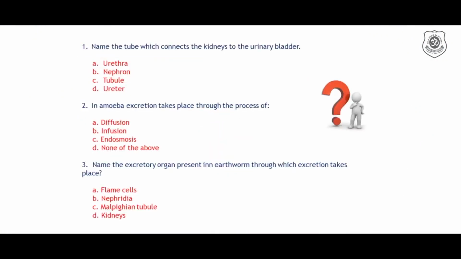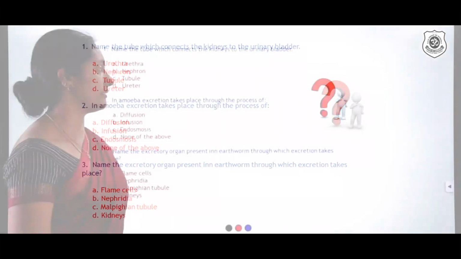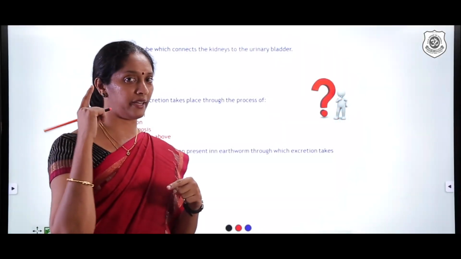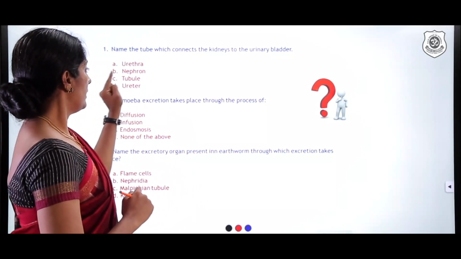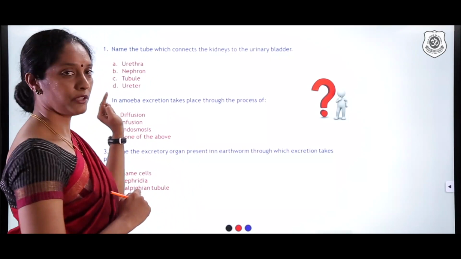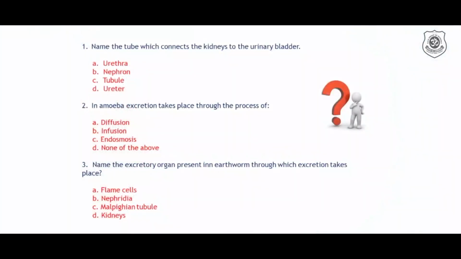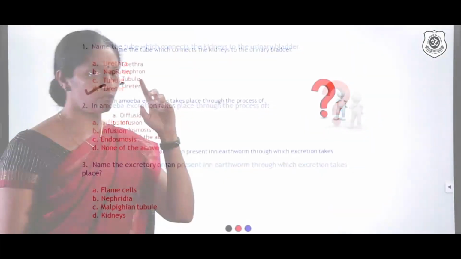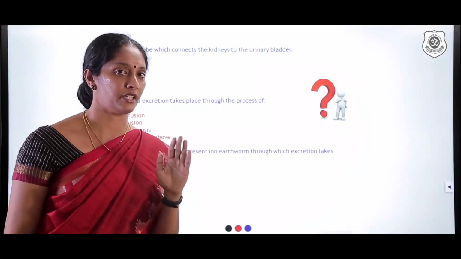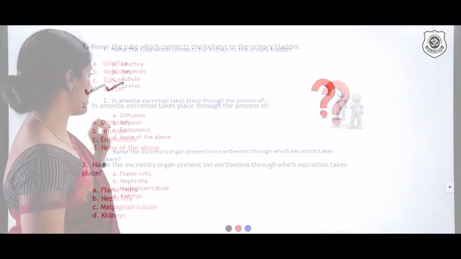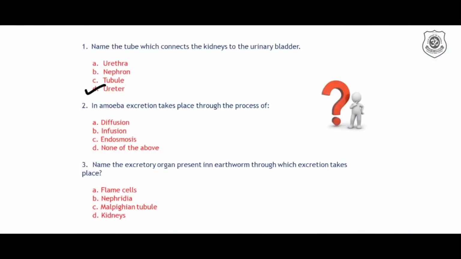Name the tube which connects the kidney to the urinary bladder. Kidney to the urinary bladder. Hope you remember. Go through the options: urethra, nephron, tubule, ureter. Answer is ureter. Okay, always go through all the options and think and then answer when you're attempting MCQs. So ureter is the correct option. In amoeba, excretion takes place through the process of, what is the process occurring here? Diffusion.